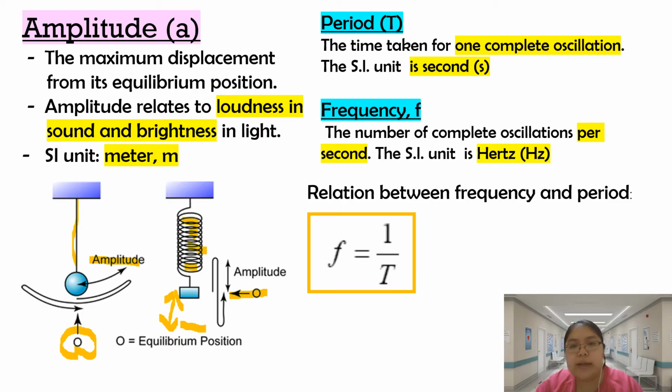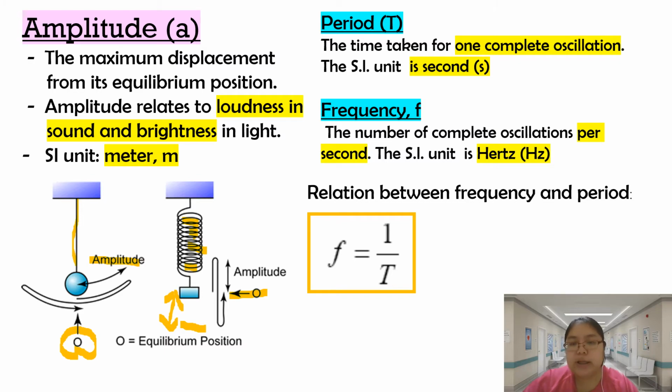Okay, frequency is the number of complete oscillations per second. So I give you 1 second, and you do the oscillation. After 1 second, you see how many times you oscillated. That one we call frequency. Same as the 50 Hz we learned from the ticker tape. They vibrate 50 times in 1 second, so we call it 50 Hz. The unit for frequency is the hertz.